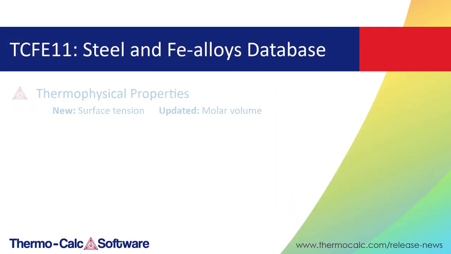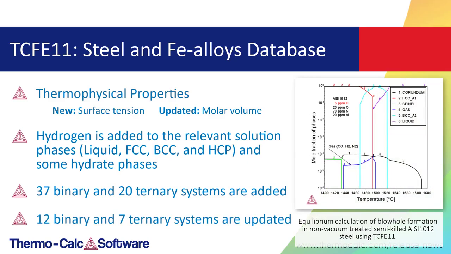The Thermodynamic and Properties database for steel and Fe alloys, TCFE11, adds the thermophysical property surface tension. Additionally, molar volume is updated for this release. Hydrogen has been added to the relevant solution phases in this database. In previous versions, hydrogen was only included in the gas phase, but in this release, the complete systems are added. 37 new binary and 20 new ternary systems are assessed for this database, many of them for hydrogen. 12 binary and 7 ternary systems are also updated.